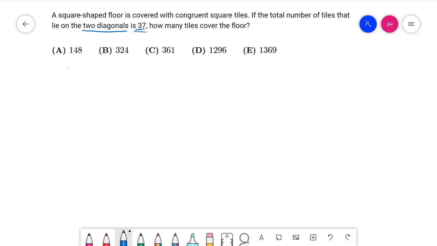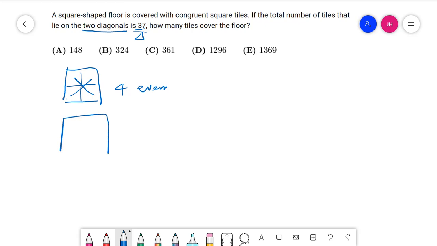So let's assume we have a 2 by 2 floor, covered by 4 tiles. Then what does that mean? The two diagonals, this diagonal and this diagonal, how many tiles do you have? That's 4, right? That's an even number. This is in line with our logical thoughts. So let's continue. There got to be something different, because otherwise we can never have an odd number.